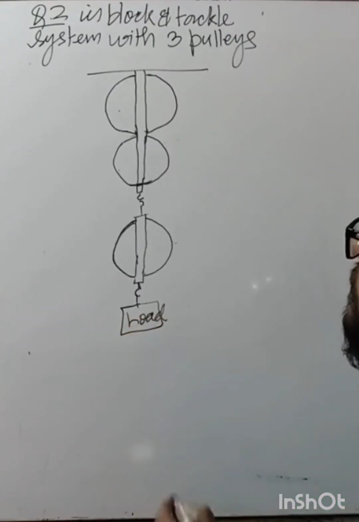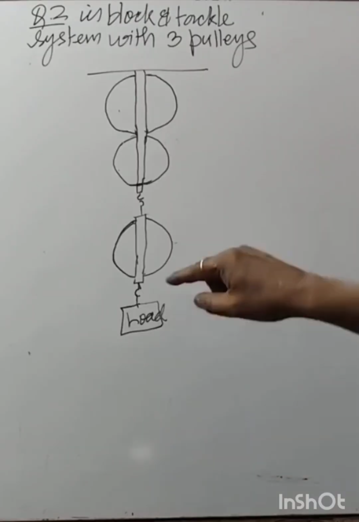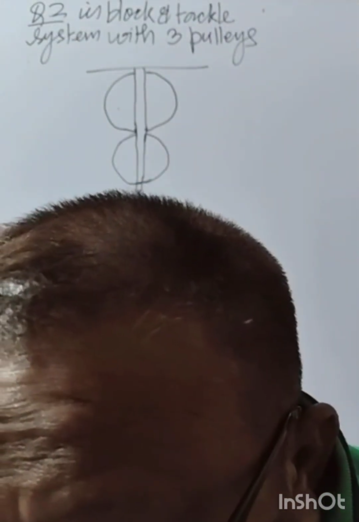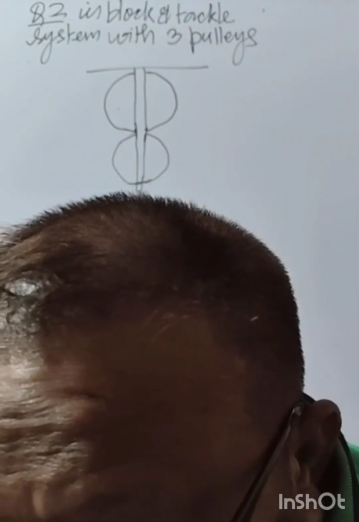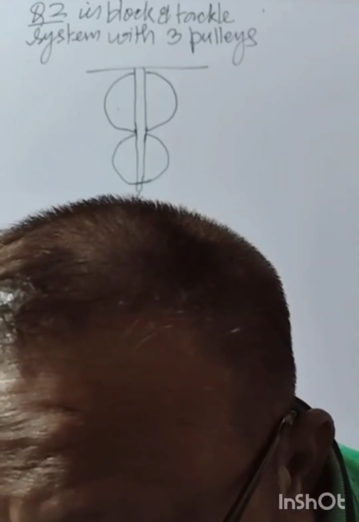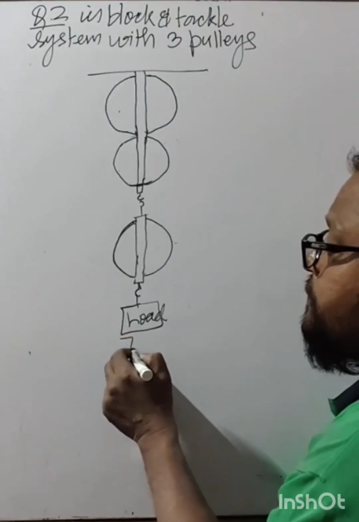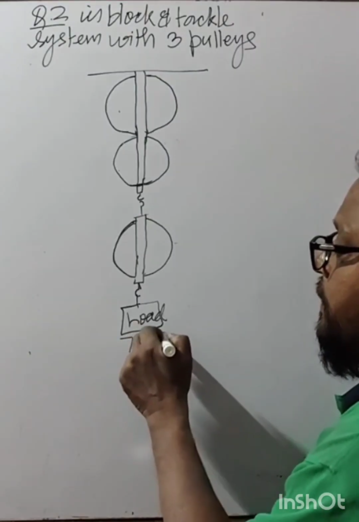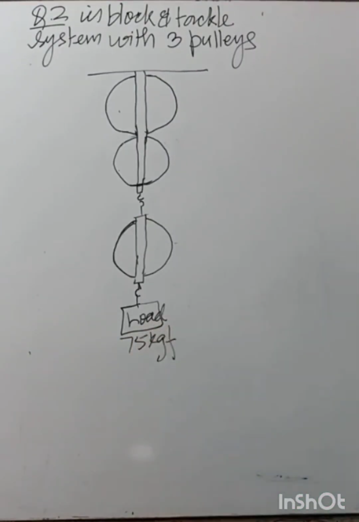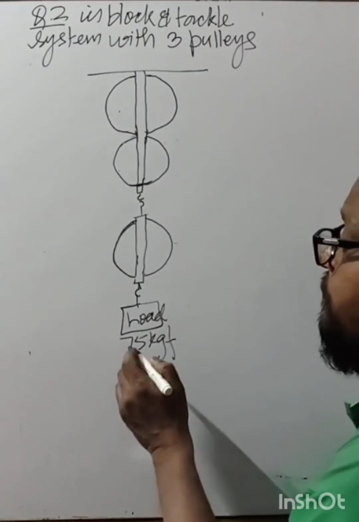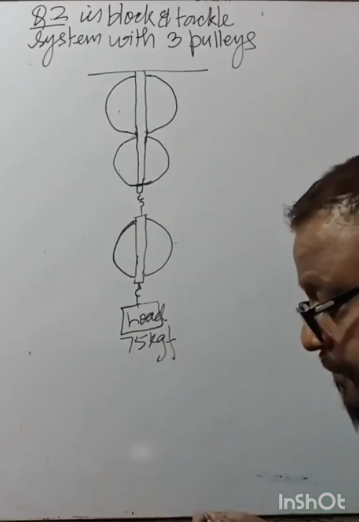There is a load, right? In a block and tackle system, 3 pulleys, and there is a load, and it is given that the load is of 75 kgf. The load is of 75 kgf, right?